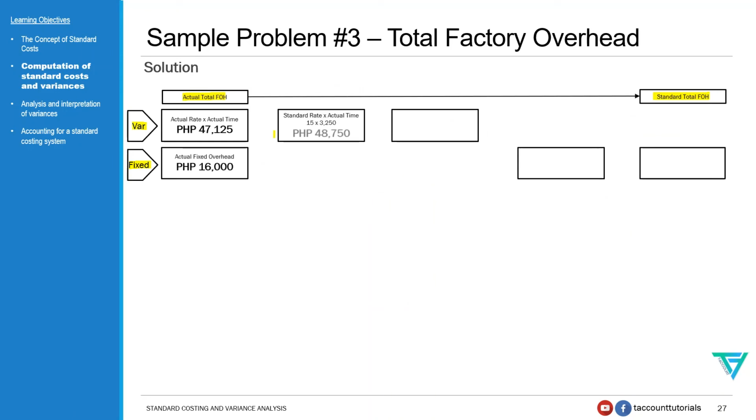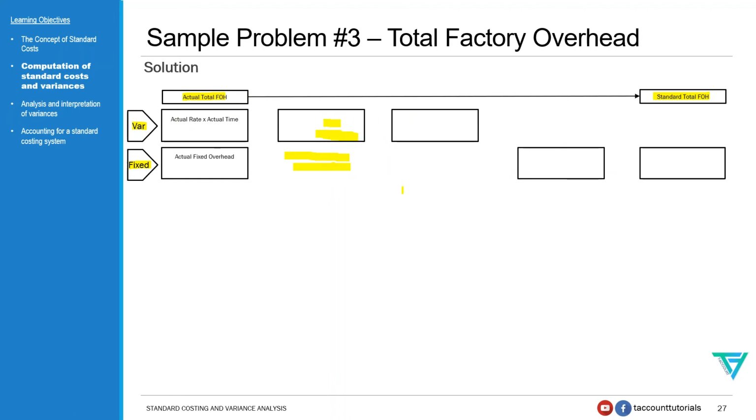Okay. So 15 times 3,250 gives us 48,750. All right. And then we could also proceed to plot the actual fixed overhead at the bottom portion. Again, it remains 16,000. Then afterwards, we could continue to compute for the total standard variable factory overhead. Okay. So let's just go back to the problem.